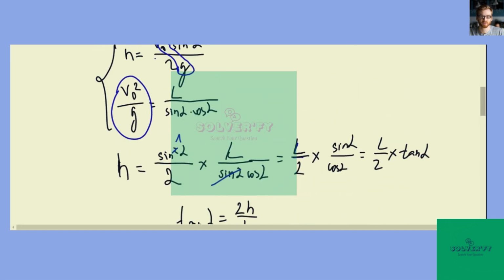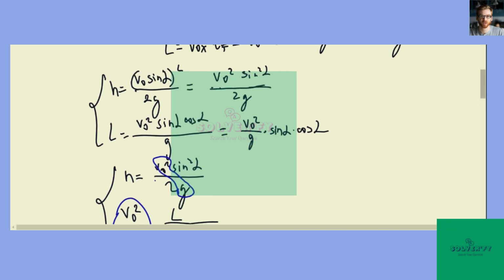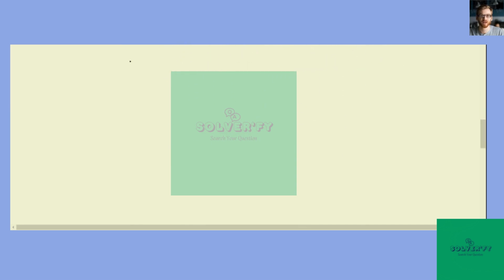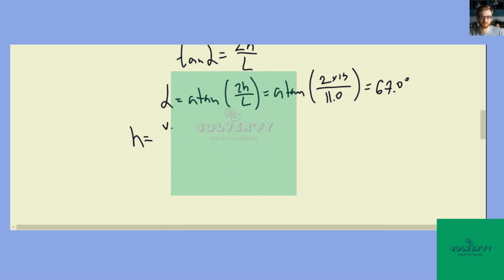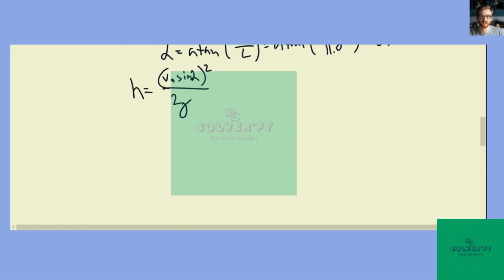Now we just need to calculate the velocity. And here we can just use one of those equations. Let's see what works, what looks better. Let's use the first equation. So h equals v0 sine alpha all squared divided by 2g. Then v0 sine alpha equals the square root of 2gh, and then v0 equals the square root of 2gh over sine alpha.